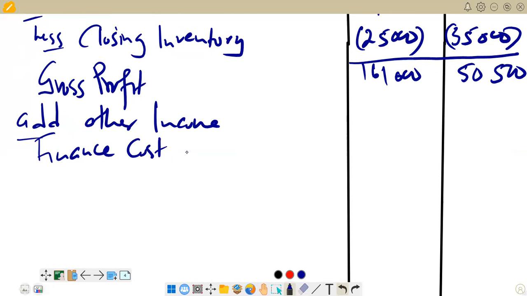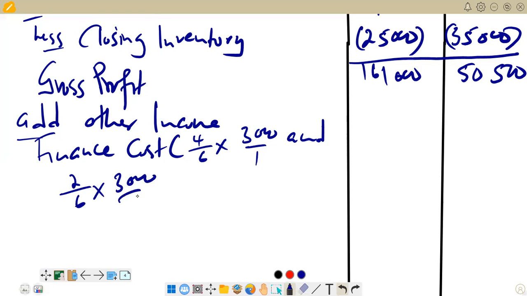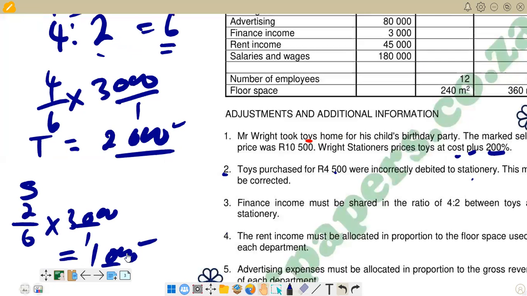And then in brackets, we summarize the working, whereby for the first one we said 4/6, and then we multiply by 3,000. And then we say ends. We summarize the second working, that is, we said 2/6, and then we multiply by 3,000. Then remember the figures that we got there were 2,000 for toys and 1,000 for stationery. So this is what we have. Then we go to check if we've got any other income that we have there.